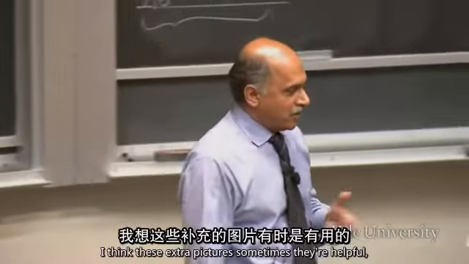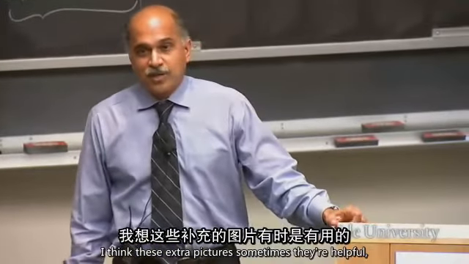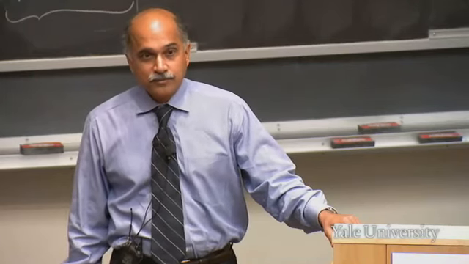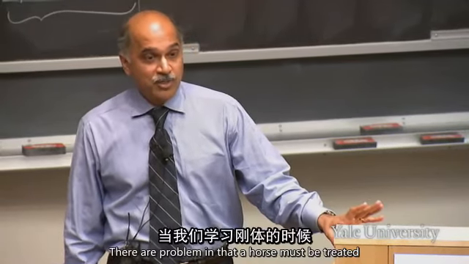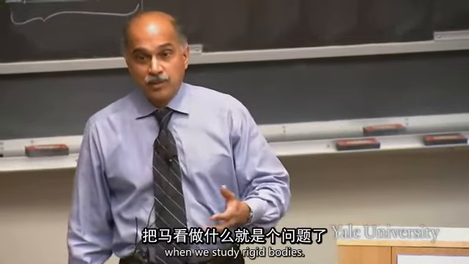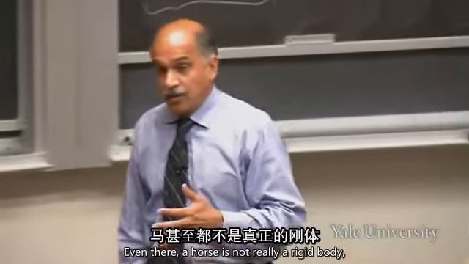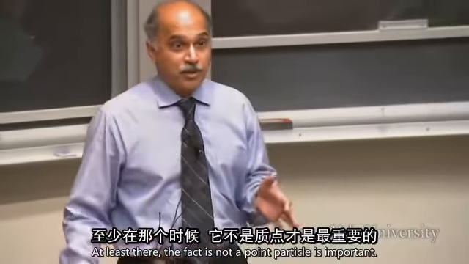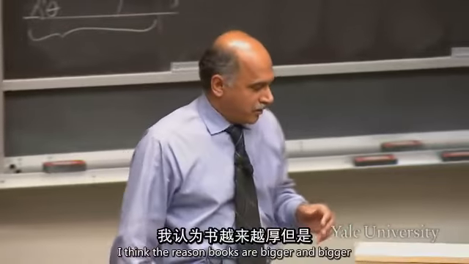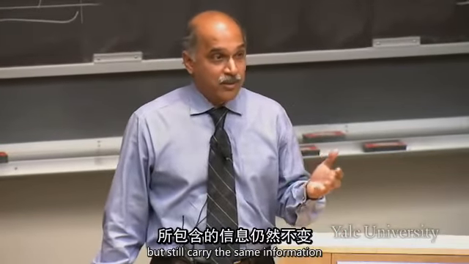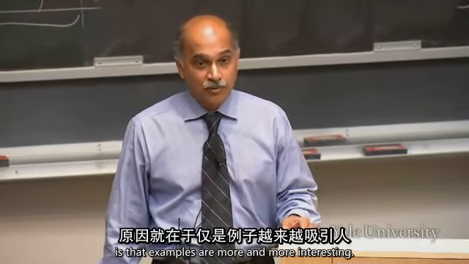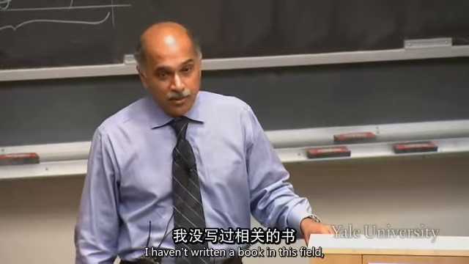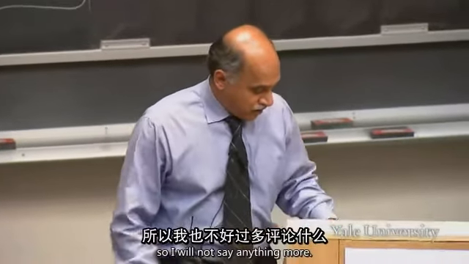So I think these extra pictures, sometimes they're helpful, sometimes they just make the book cost a lot more. There are problems where a horse must be treated as a horse, we'll see when we study rigid bodies. Even there, a horse is not really a rigid body unless it's been dead for a long time. At least there, the fact it's not a point particle is important. So I think the reason books are bigger and bigger but still carry the same information is that examples are more and more interesting. Sometimes they serve a purpose, sometimes they're distracting. But I haven't written a book in this field, so I will not say anything more.